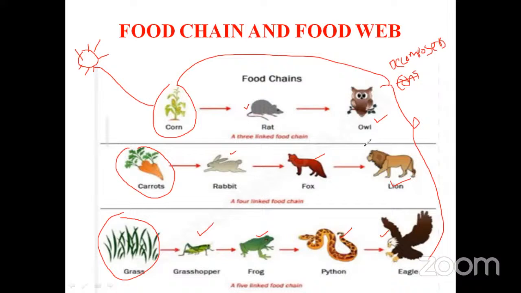Now let's take the food web. There is a difference between food chain and food web. A food chain is linear, one way. But if you take a food web, what happens here? For example, here the cow, a primary consumer, or a goat. This cow can eat corn plant, can eat carrot, can eat grass.